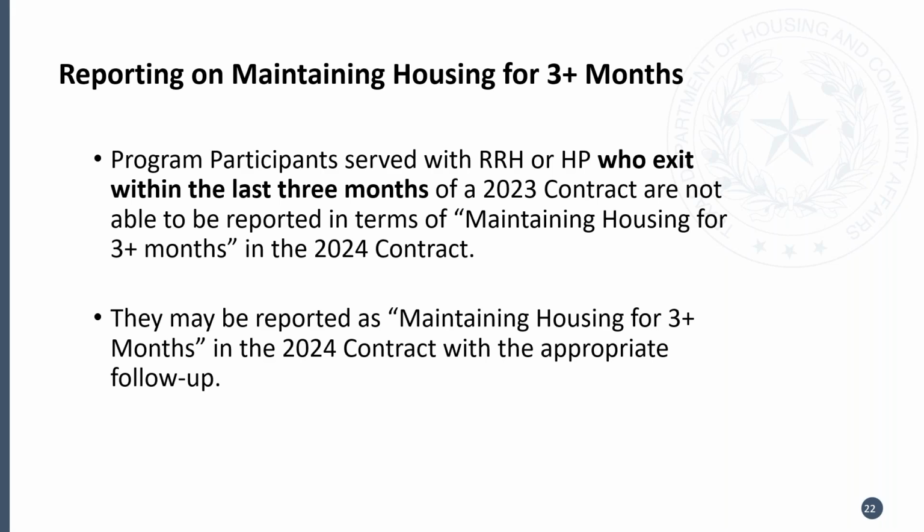Thank you for that catch. So we do have a clarification for this slide. The first bullet should both be 2023. So it says program participants served with rapid rehousing or homeless prevention who exit within the last 3 months of a 2023 contract are not able to be reported in terms of maintaining housing for 3 or more months in the 2024 contract. So that last section should be updated to read 2023 contract. We'll make sure to update the slides when we post them on the website.